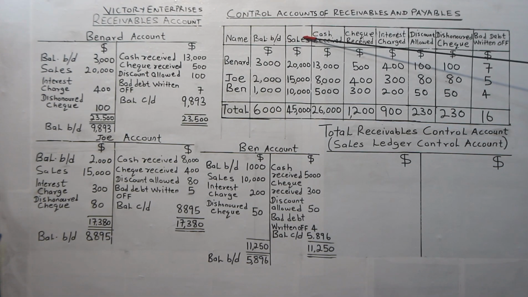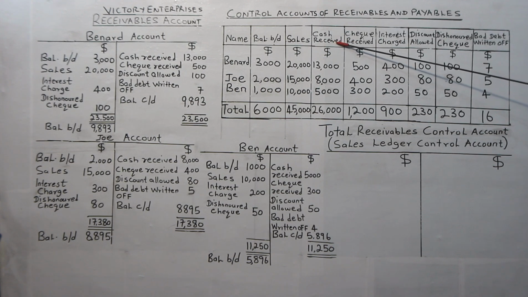If you add up the sales, sales to Bernard is 20,000 on credit, sales to Joe is 15,000 on credit, and sales to Ben is 10,000 on credit. If you add 20,000 plus 15,000 plus 10,000, it gives us a total of 45,000, being the total sales made on credit to the 3 receivables.